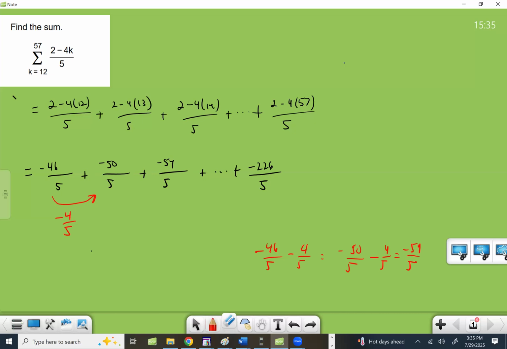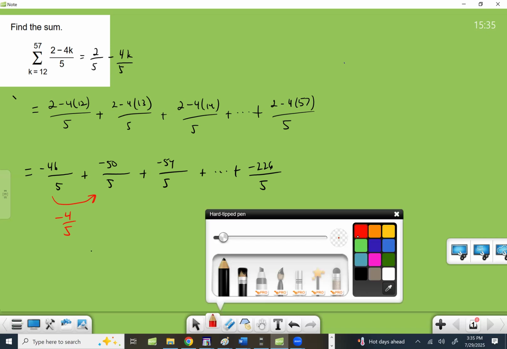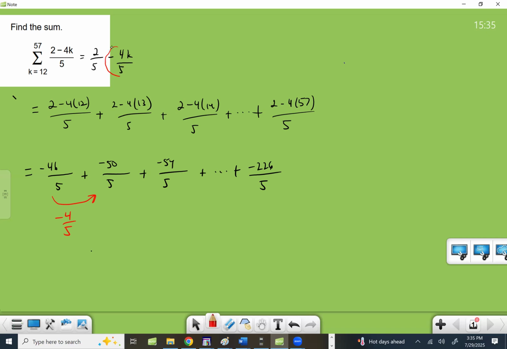Now, there's an easier way to spot this. If you look at what is in front of the variable, it might be easier to split it up. Remember, when we write it like this, the 2 is over 5, but also the 4k is over 5. So right here, there's your negative 4 fifths. There's your common difference, what we're adding each time. So you don't have to do this process again now that you know this trick: it's whatever's in front of the variable, in front of the k in this case.